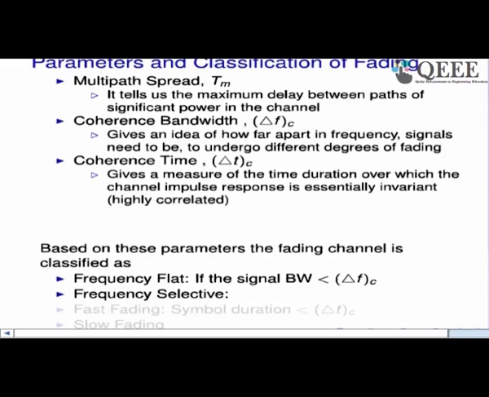Okay, proceeding further, this is one set of classification based on coherence bandwidth, that is frequency flat. In a frequency flat channel, all frequency components of the transmitted signal receive the same attenuation, so it is modeled as a single tap. If the bandwidth is greater than or comparable to the coherence bandwidth, then different parts of the signal receive different attenuations, and due to that, what you have is a multi-tap channel, that is frequency selective.